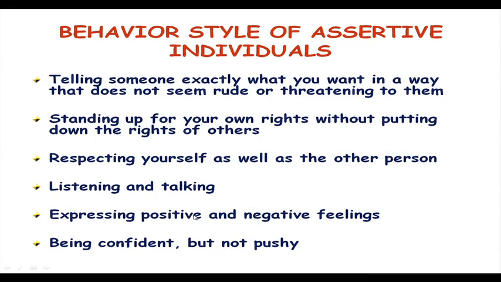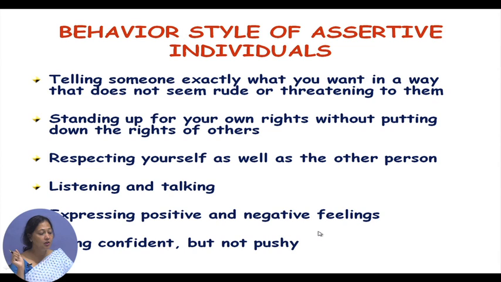Now, assertive individuals. We have spoken of the two types of non-assertive individuals, the behavioral style of non-assertive individuals, that is passive and aggressive. And now, let us see how an assertive individual behaves. An assertive individual is more firm, telling someone exactly what they want in a way that does not seem rude or threatening to them. The assertive individual may not be very obliging and polite, as if drooping down. That would be more of a passive individual, but with an assertive individual, you cannot point out that he has been rude to me.